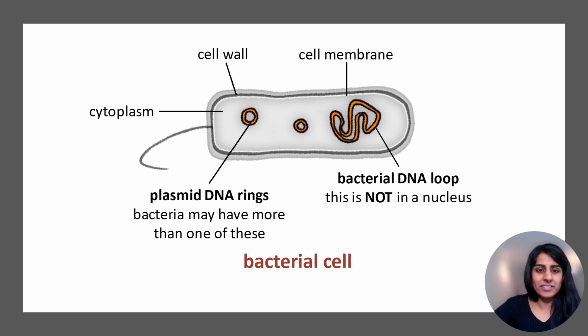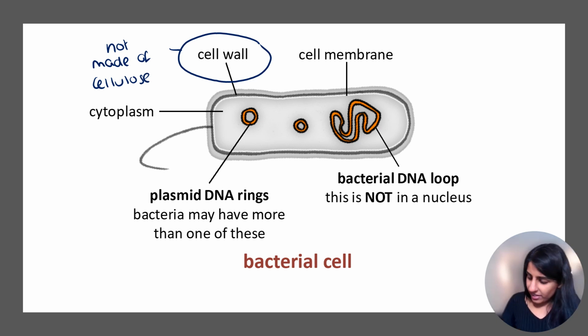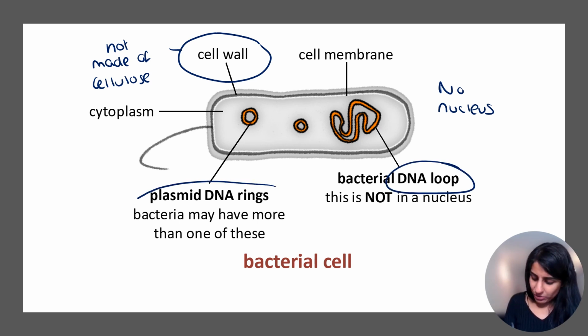And then we've got our bacterial cell. Common differences between a bacterial cell and an animal and plant cell is that the cell wall is not made of cellulose, and as you can see there is no nucleus, so the DNA is just as a loop or as a ring which we call plasmid DNA ring.